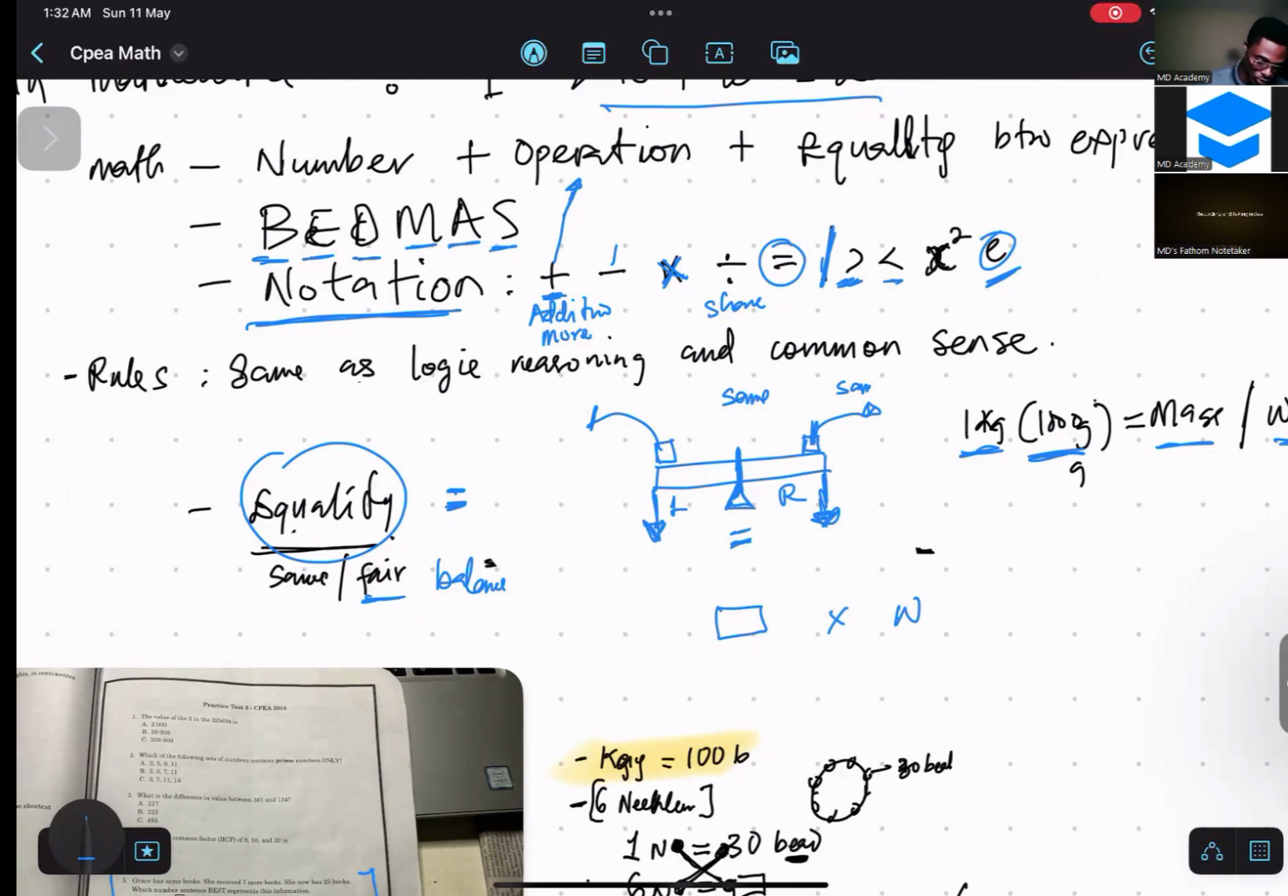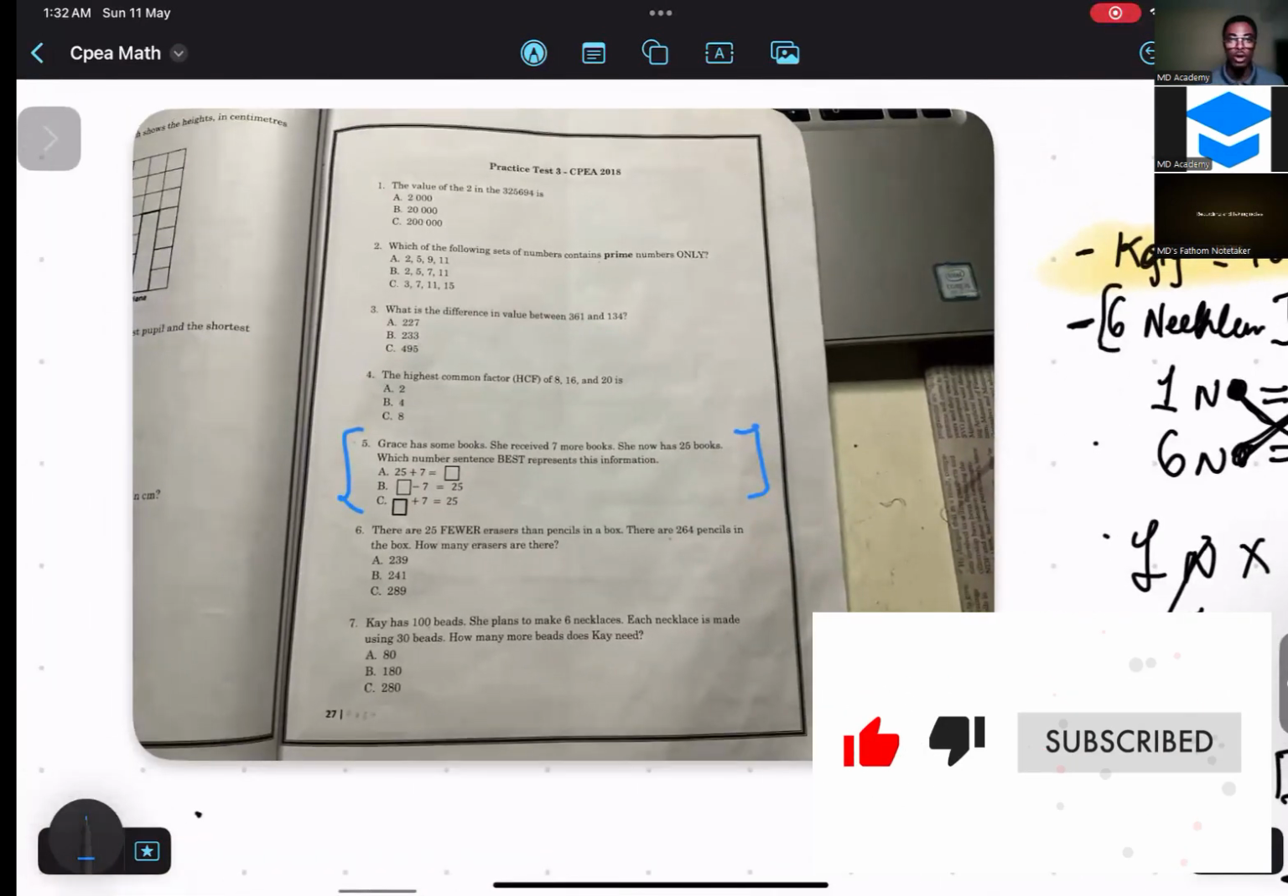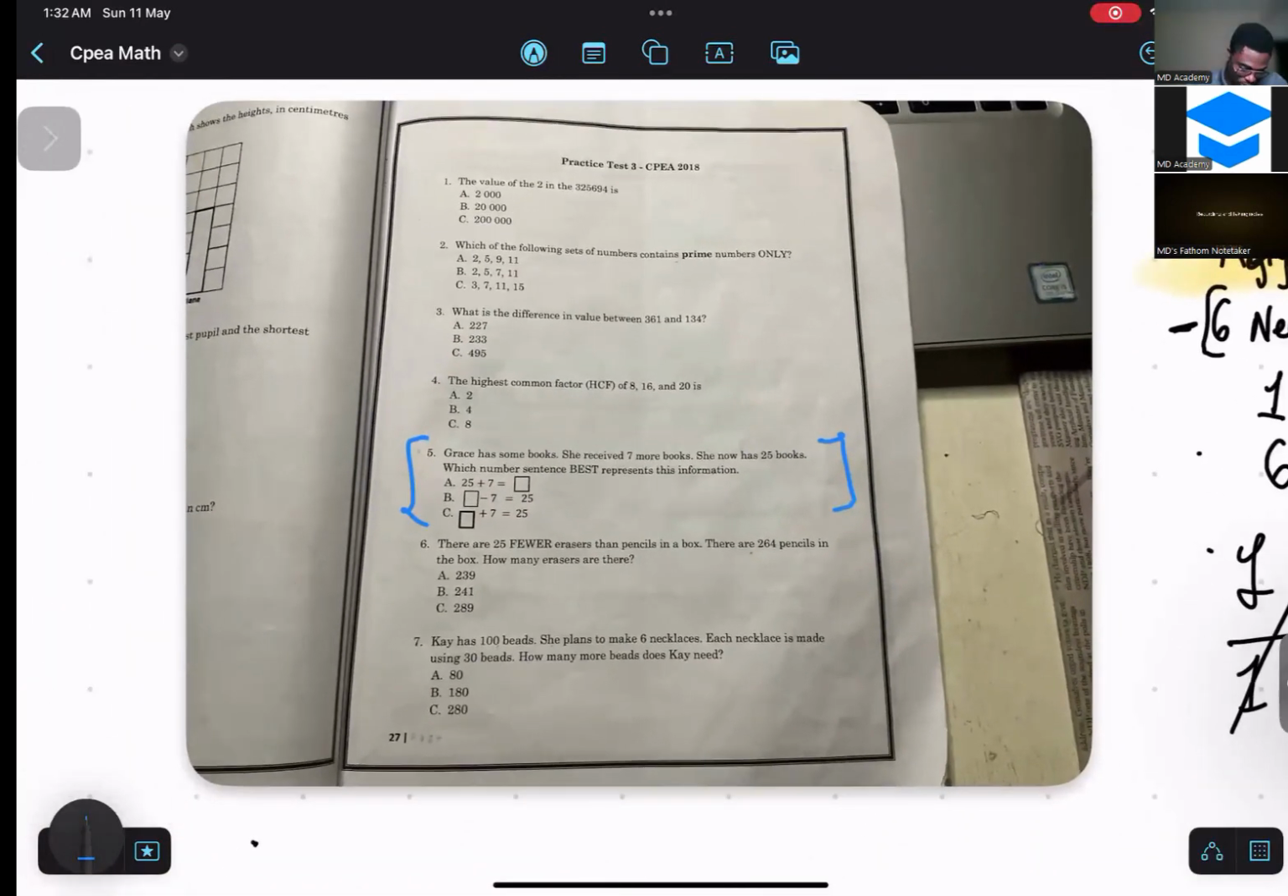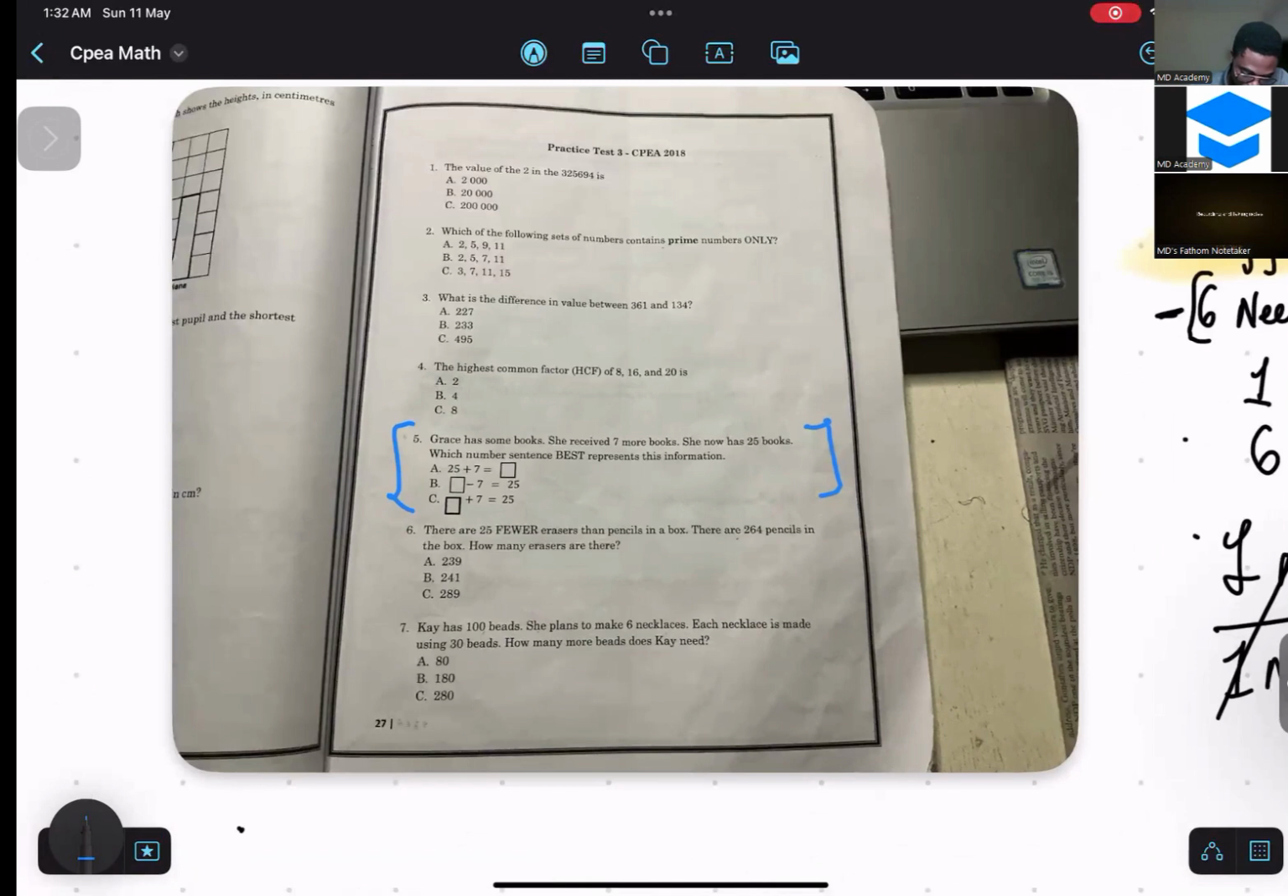and common sense. So let's jump into the question now. All right. So look at this question. It says that Grace has some books. She received 7 more books and now has 25 books. Which number sentence best represents this information?